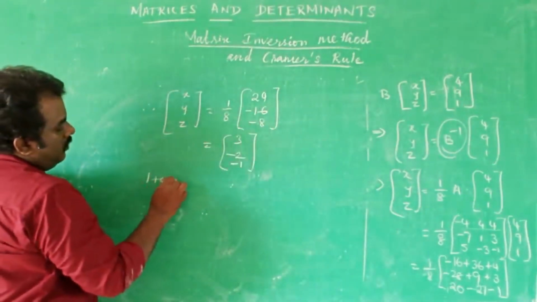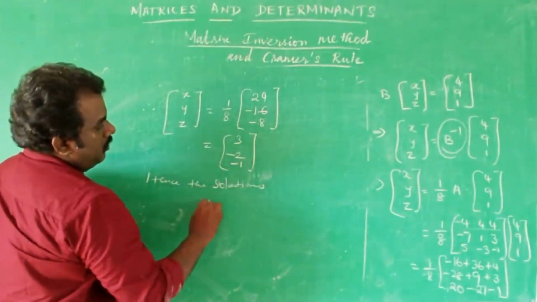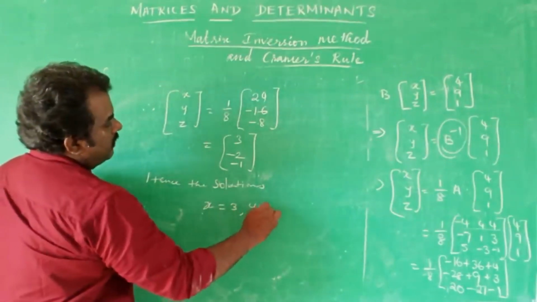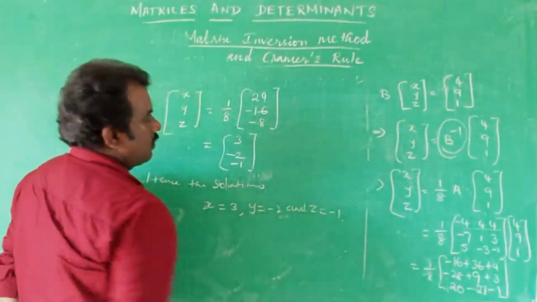Hence, the solution is x is equal to 3, y is equal to minus 2 and z is equal to minus 1.